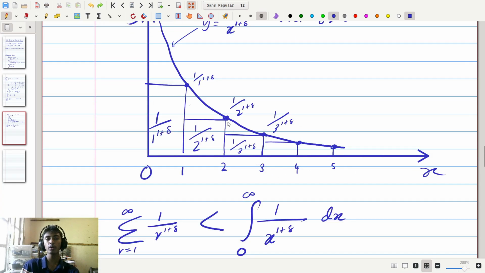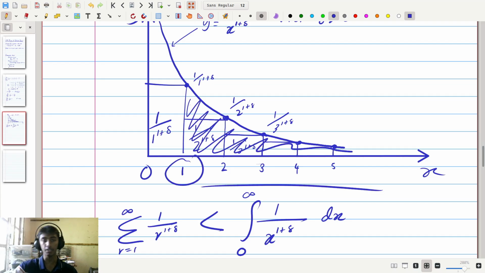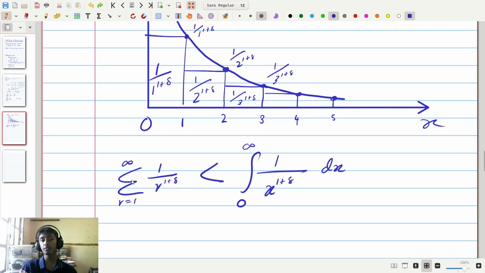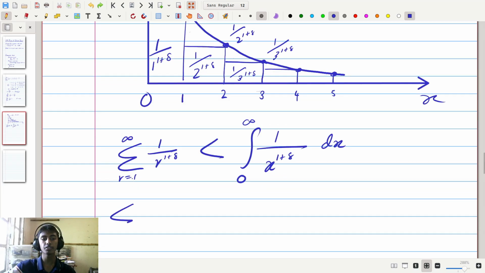So what we're going to do is to consider the areas of all the rectangles after that point, as in all of these areas under the curve here, and the area as in the integral of the curve from 1 up to infinity. Considering those two instead, if we remove the very first term for the sum, our sum is now going to be the sum from r equals 2 up to infinity of 1 divided by r to the power of 1 plus delta.